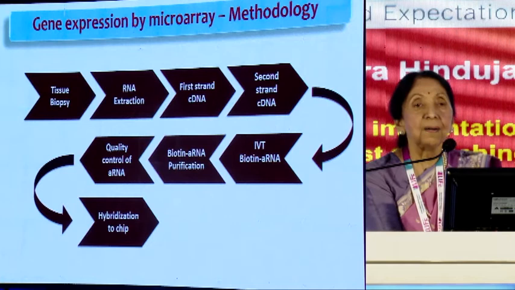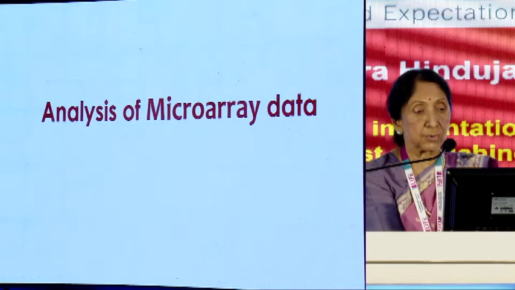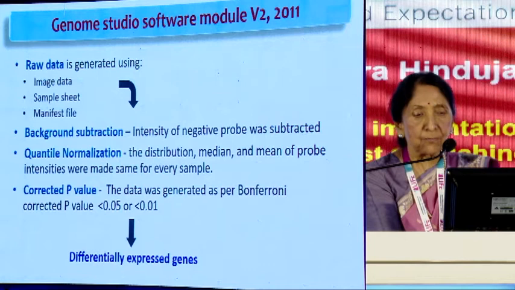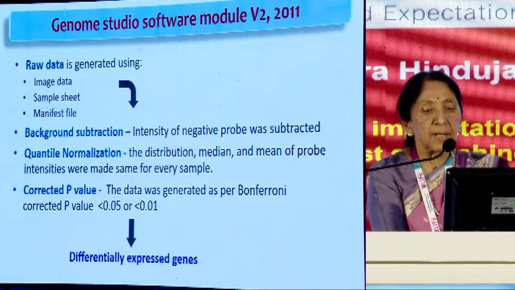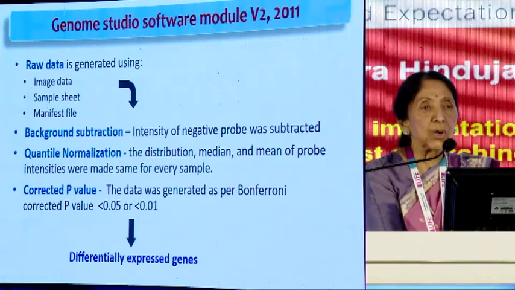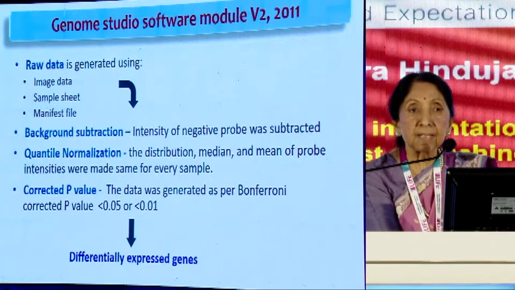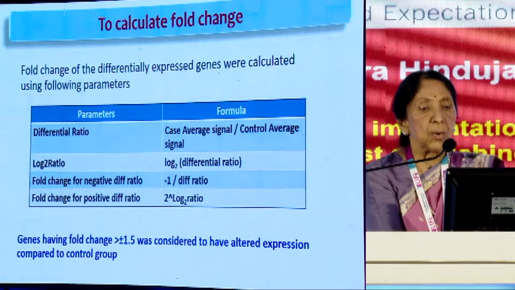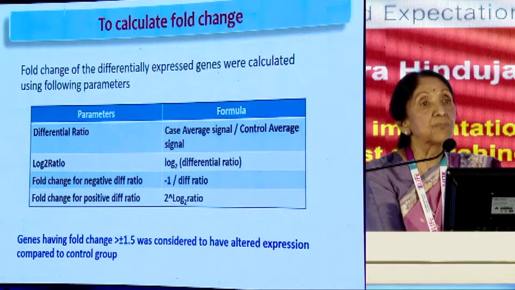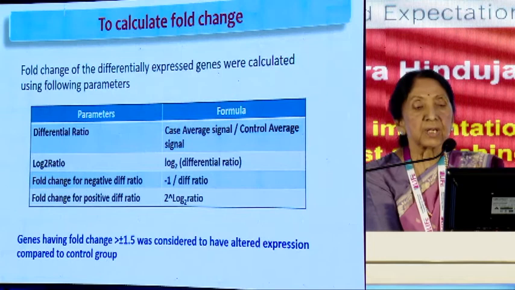Let's see how the analysis results were. Now, raw data was created by GenomeStudio software. Later, it was subjected to background subtraction and quantile normalization, and a p-value was generated per probe, and a corrected p-value of 0.05 to 0.01 was considered significant. Thus, differentially expressed genes were calculated. The fold change in relation to the normal cases was calculated, and genes having a fold change of 1.5 or more were considered to be altered in expression as compared to the donor's levels.